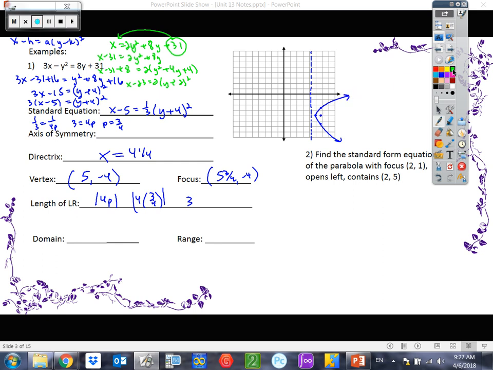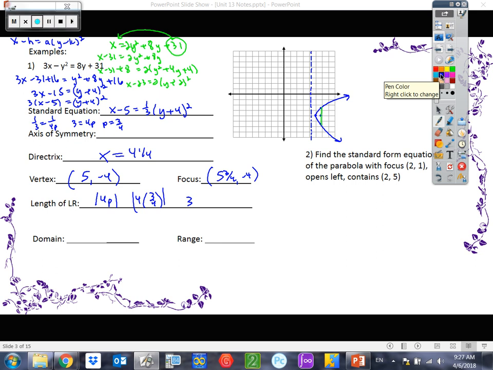Now, in my work, I actually draw the focal diameter in, or the latus rectum. I actually draw it in. You don't have to. You do have to plot the points properly, but you don't have to draw this line if you don't want to. I am.